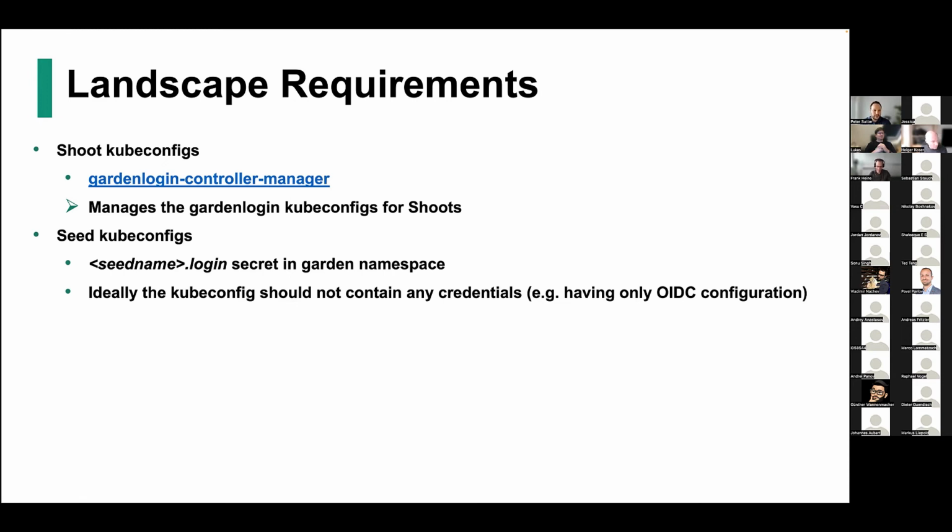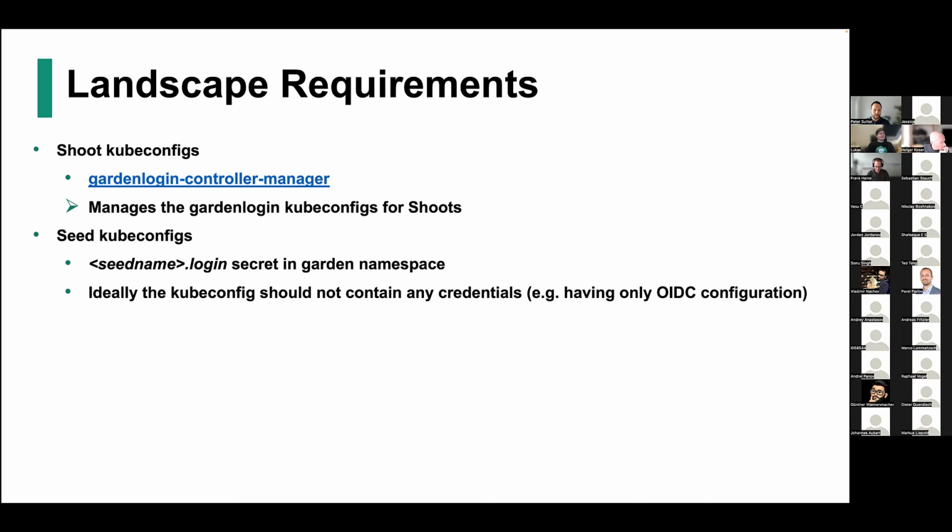Okay. So for the shoots, to create the shoot kube configs, we have a controller called Gardenlogin Controller Manager, which needs to run, and this one manages the gardenlogin kube configs for the shoots. Whenever a new shoot is created, it will also create a corresponding kube config, and it will also clean it up after the shoot is gone. So this one needs to run. And for the seeds, there is no such thing. So you need to do that on your own.